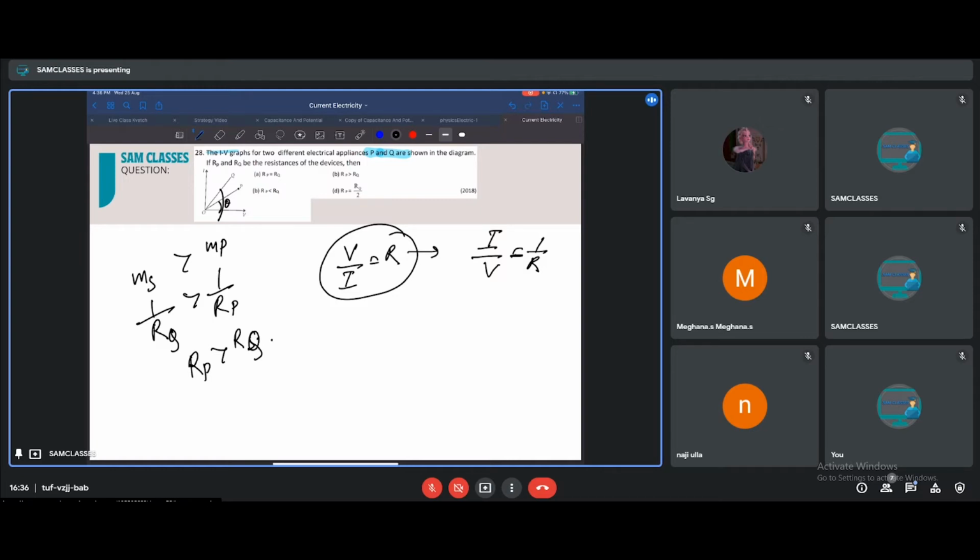See, a lot of questions can be solved just by knowing the concept of the slope form. What is slope? If I do V by I, I get R. So if I do dV by dI also, I get R, and that is equal to the slope of this VI graph that gives me resistance. If I do I by V, it means 1 by R. So the slope of this Q is greater, because the tan theta value is greater than this one. So 1 by RQ is greater than 1 by RP, and then you solve it. Cross multiply also, you'll get the answer.